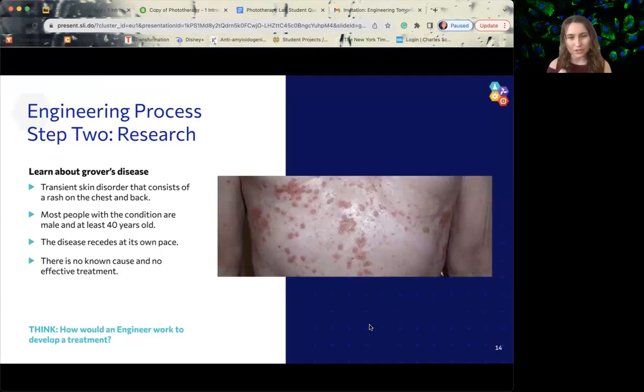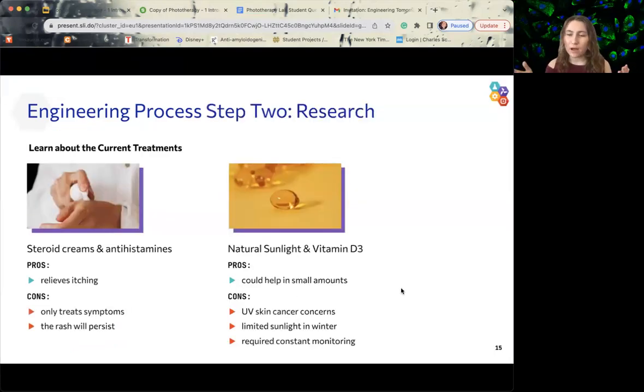And the difference between a treatment and a cure is a cure will get rid of it entirely, whereas a treatment usually will keep the symptoms at bay for the most part. Okay, so now we know all about the disease. So what are the current treatments being utilized, and how can we maybe improve upon them?